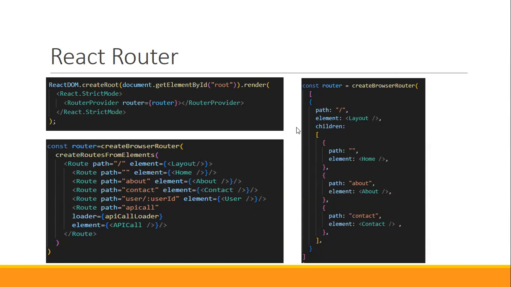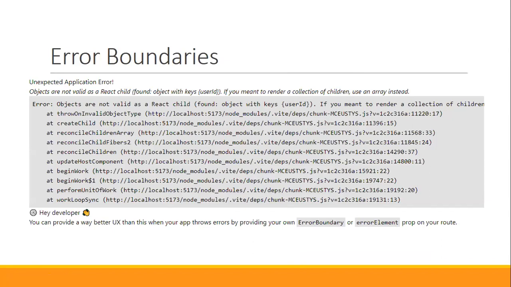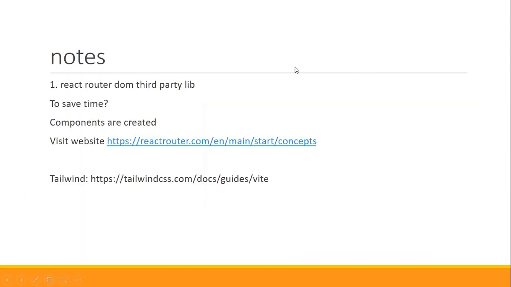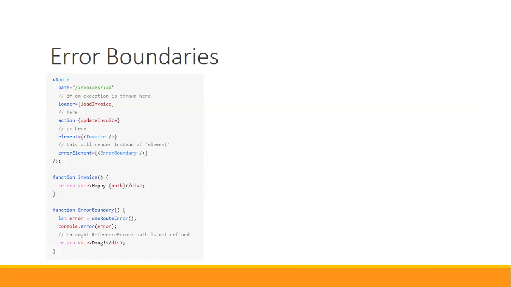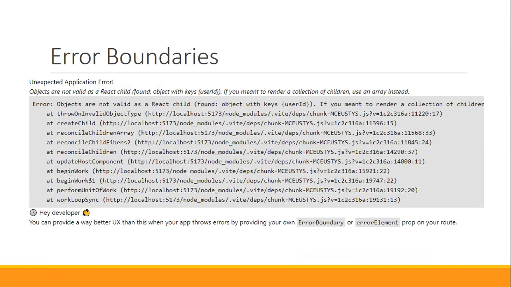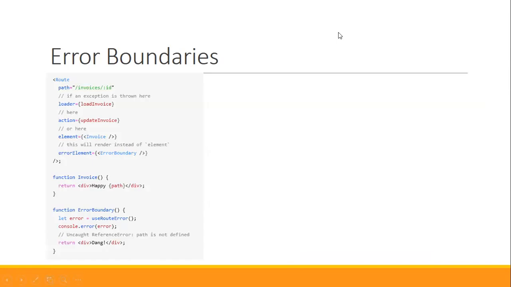Now next, what do we have? Error boundary. Here I am discussing that, consider you are getting this particular error. How do we deal with it? How will we handle the error boundaries? There is an option for it: you can go ahead with this particular routing technique to handle the error boundaries.